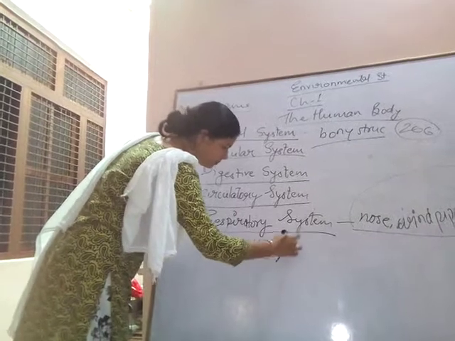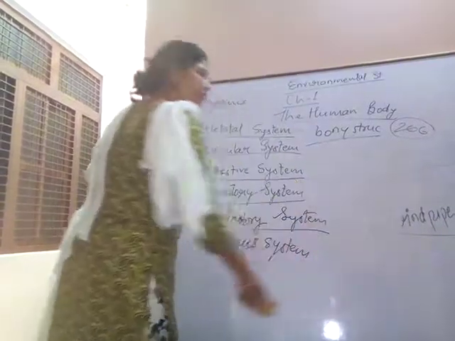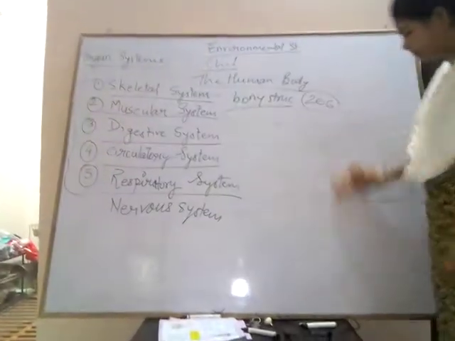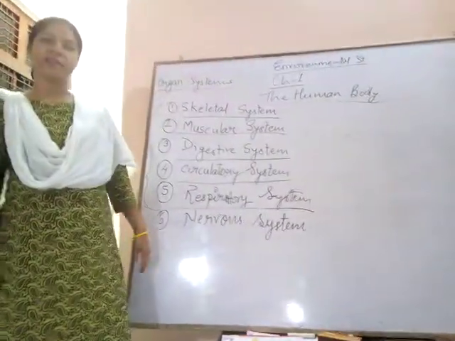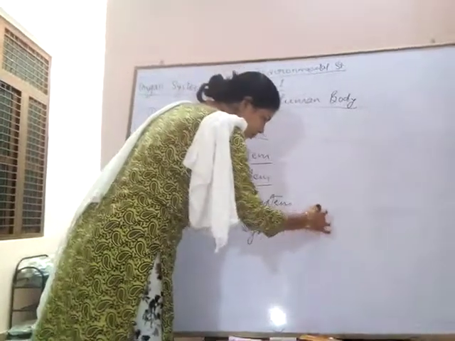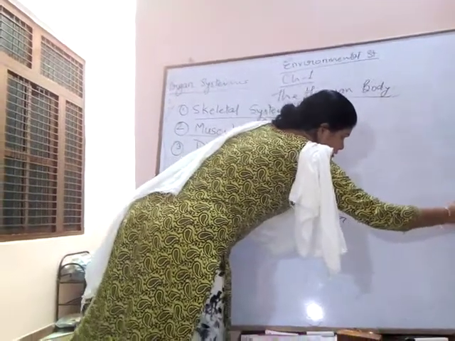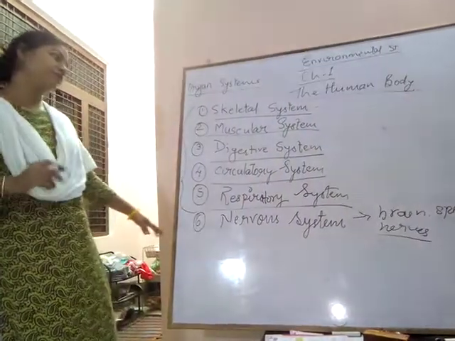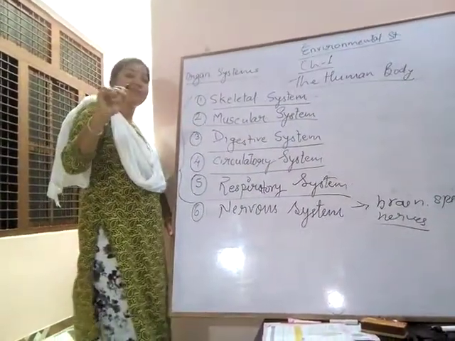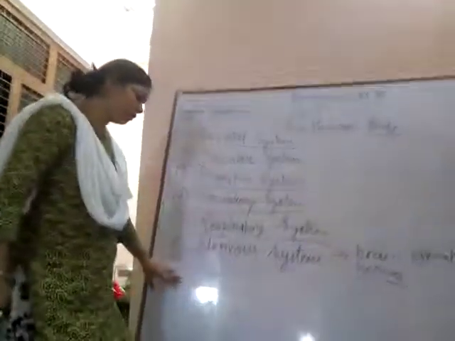Nervous system. Okay, so let me clean that. The last one is the nervous system. It consists of brain, spinal cord and nerves. See, if you remember in the first video, for the sense organs we discussed the nerves that send the messages to the brain. So these are the nerves which are a part of the nervous system.